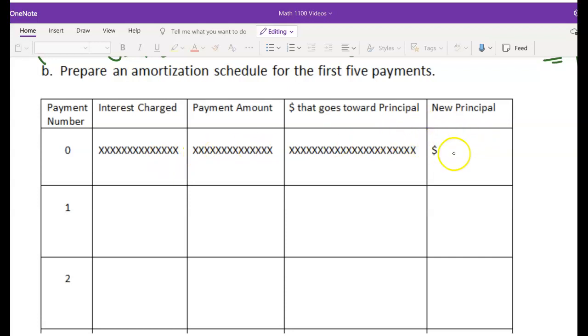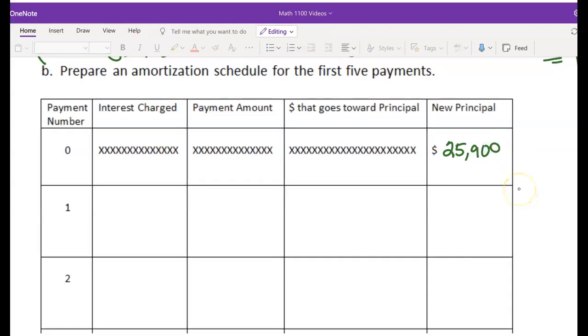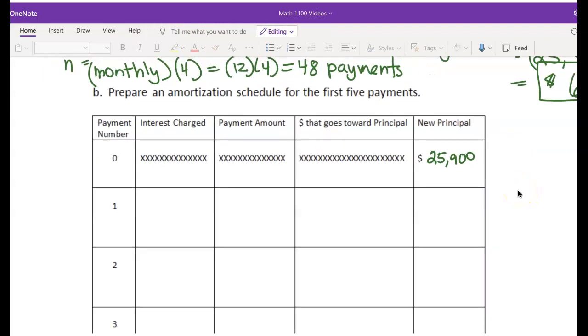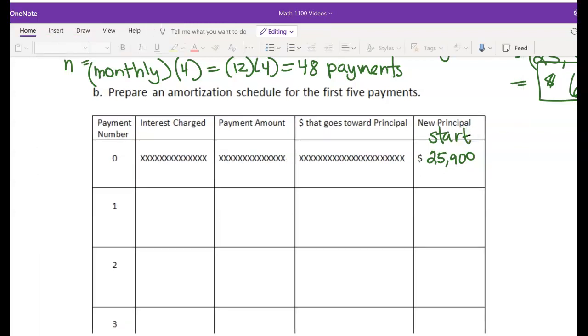The balance at the start was our $25,900. Okay? That's how much was borrowed. So at that starting point, we don't have any interest, we don't have any payments, and we don't have any money going towards the principal. This is just the start of our loan. Okay? Now I'm going to go through and work on that first payment that's made.